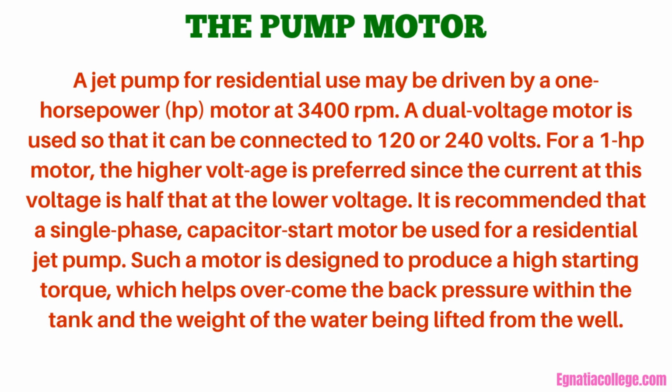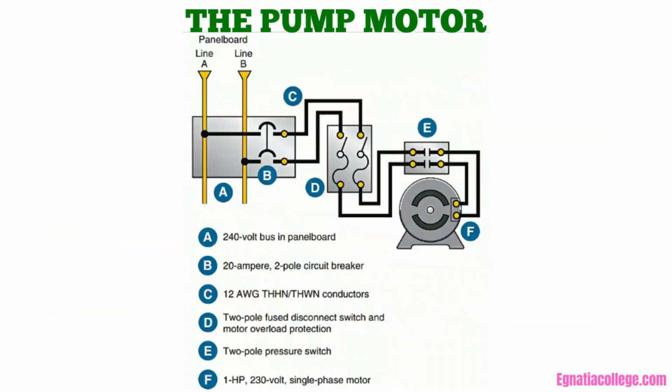Such a motor is designed to produce a high starting torque, which helps overcome the back pressure within the tank and the weight of the water being lifted from the well. This figure is a diagram of the electrical circuit that operates the jet pump motor and pressure switch. This circuit is taken from Panel A, circuits A5 and A7.